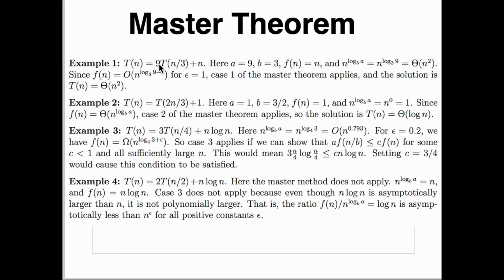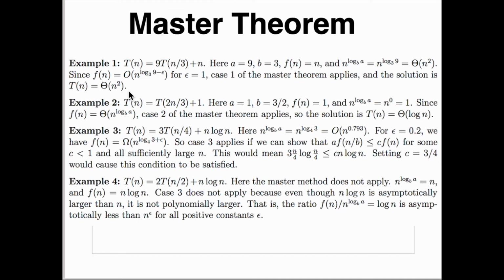We have a equal to 9, we have b equal to 3, and we have f of n equal to n. So we are comparing our f of n to n raised to something, and yung something na yon is log of 9 base 3. This is in theta of n squared. And we can also say that f of n is actually in O of n squared, okay, for some epsilon na equals to 1. So, using the master theorem, the running time of this algorithm is in theta of n squared.